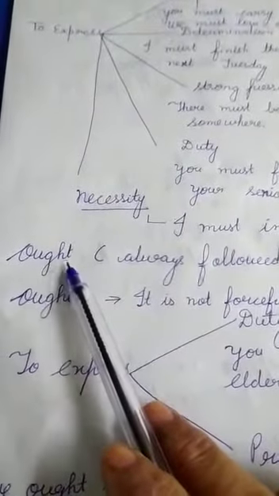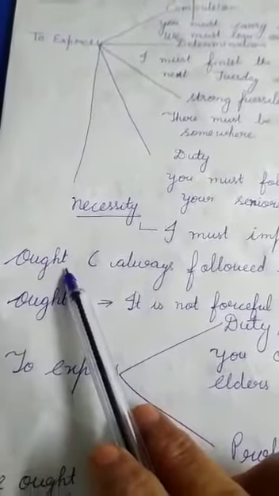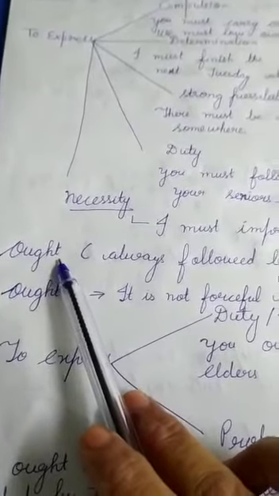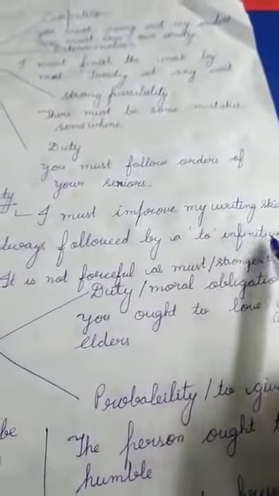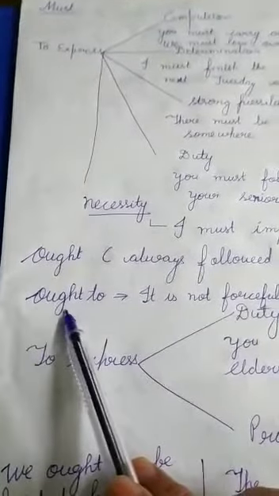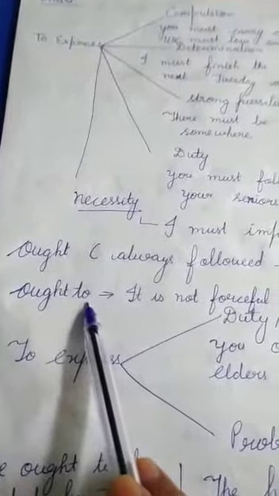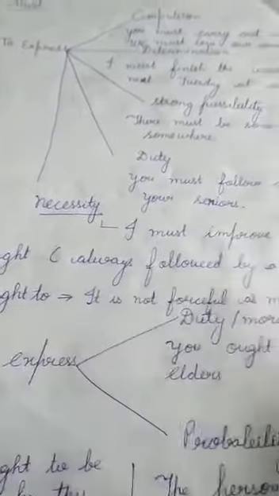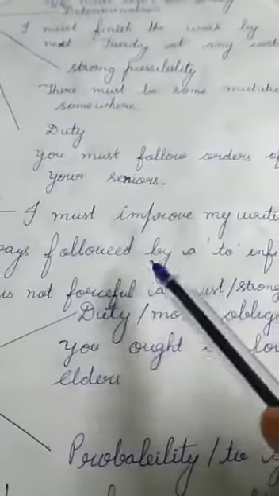Next is ought. Students, ought is not used alone. It is always followed by a to-infinitive. It means the exact modal auxiliary is not ought, it is exactly ought to. The main quality of ought to is that it is not forceful as must.